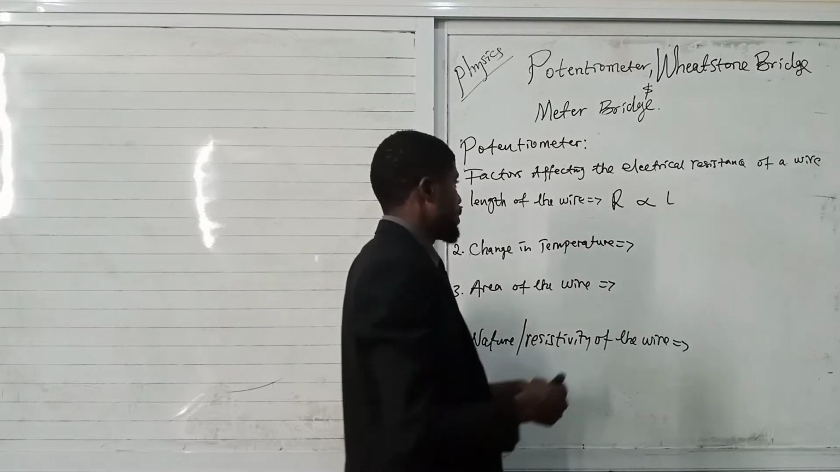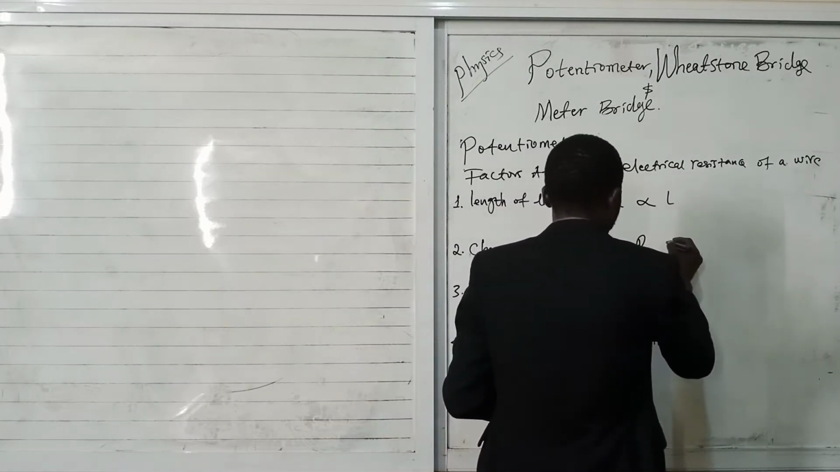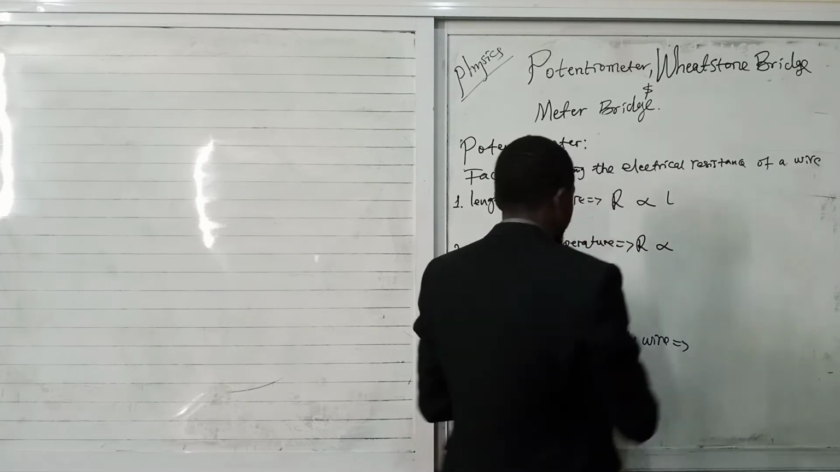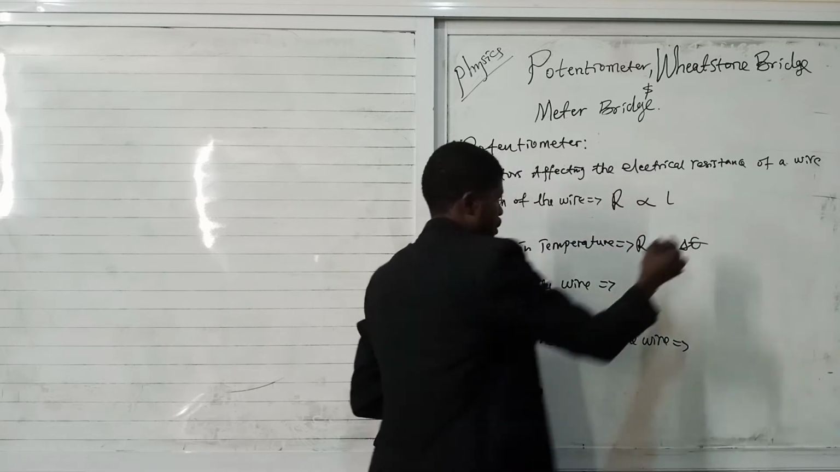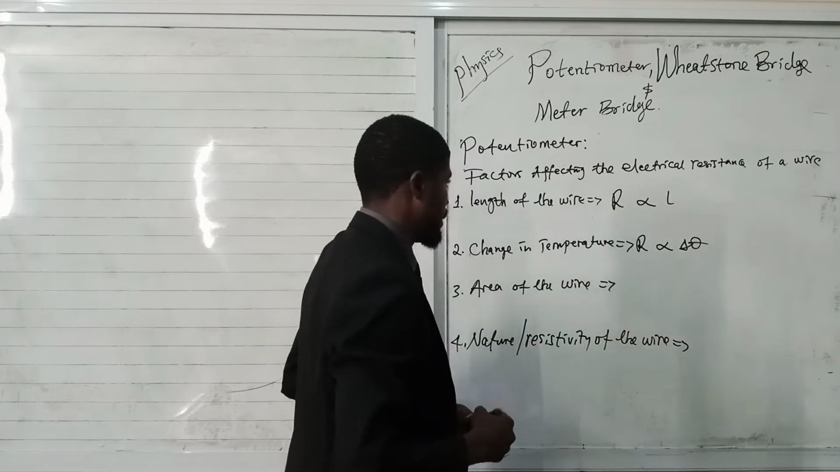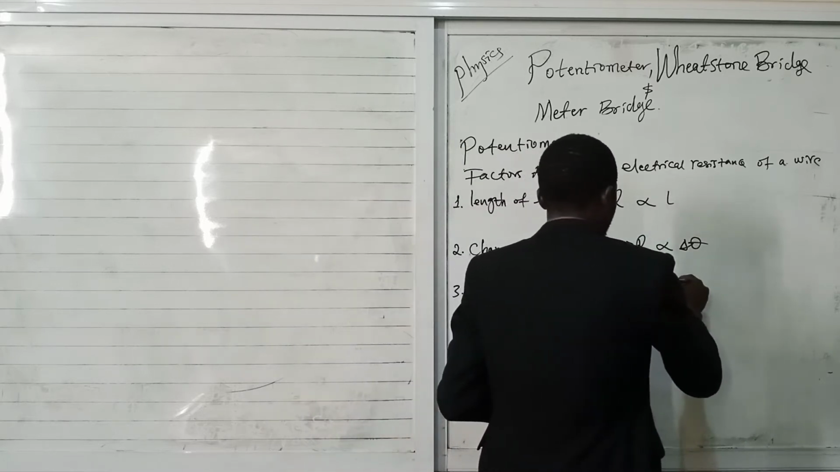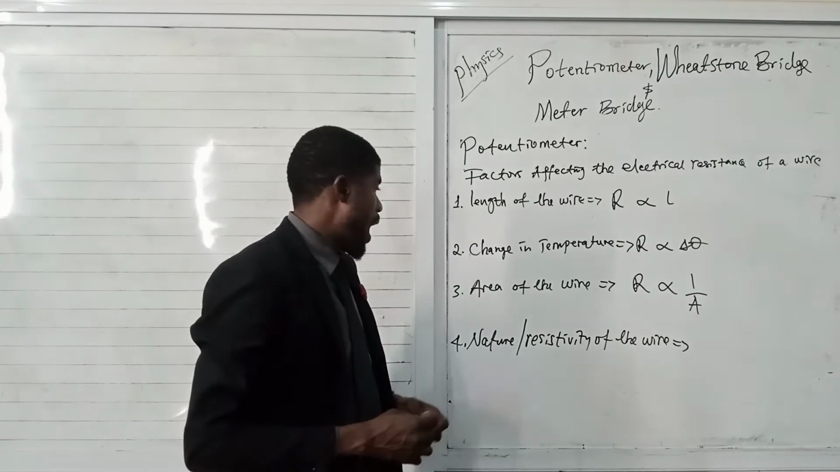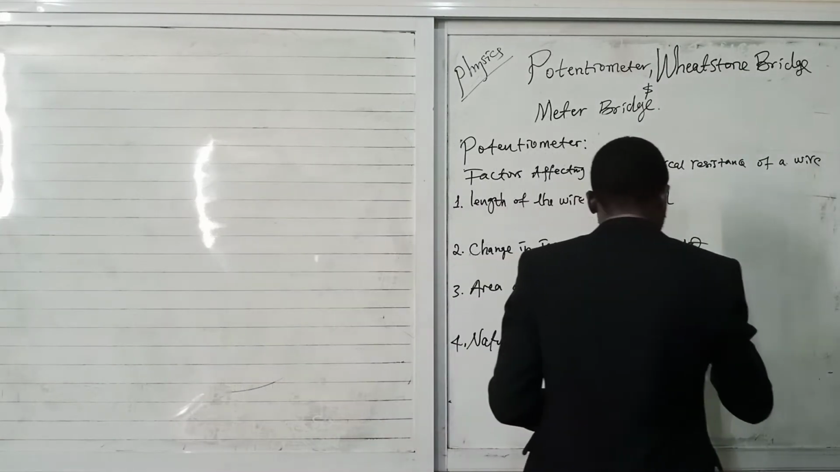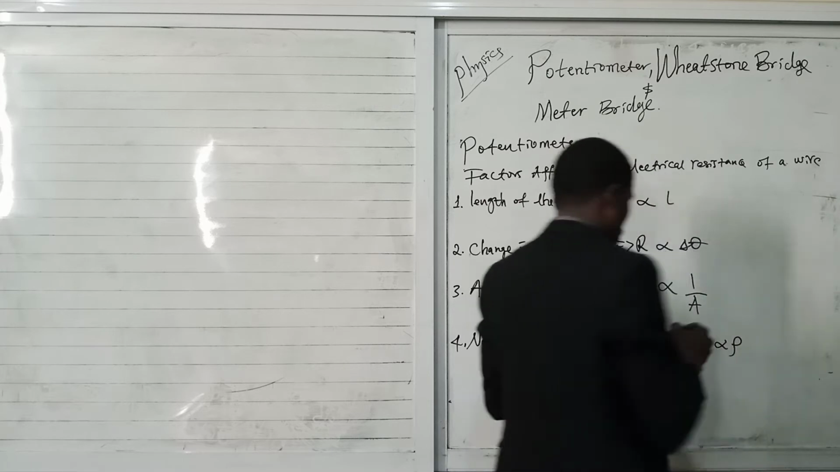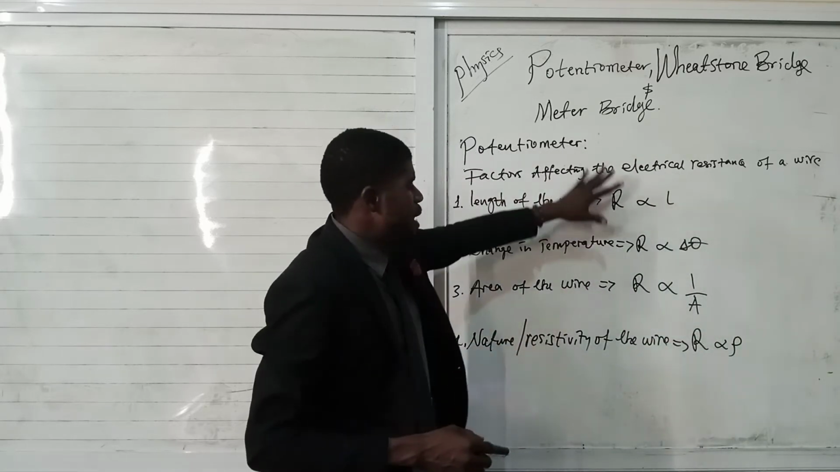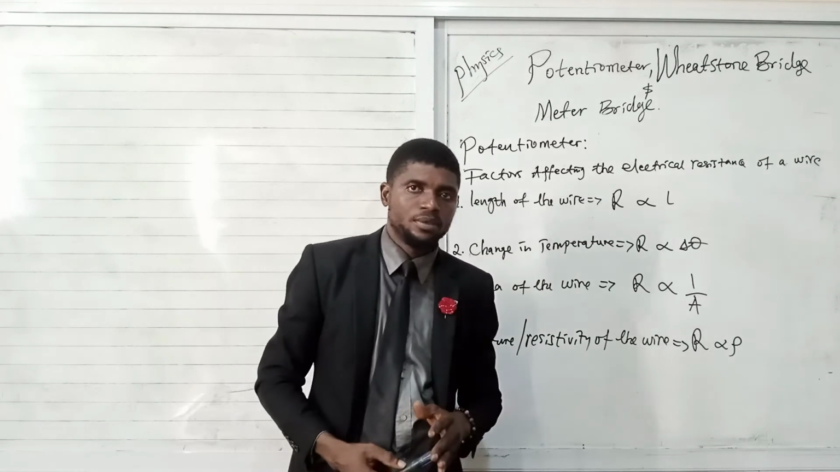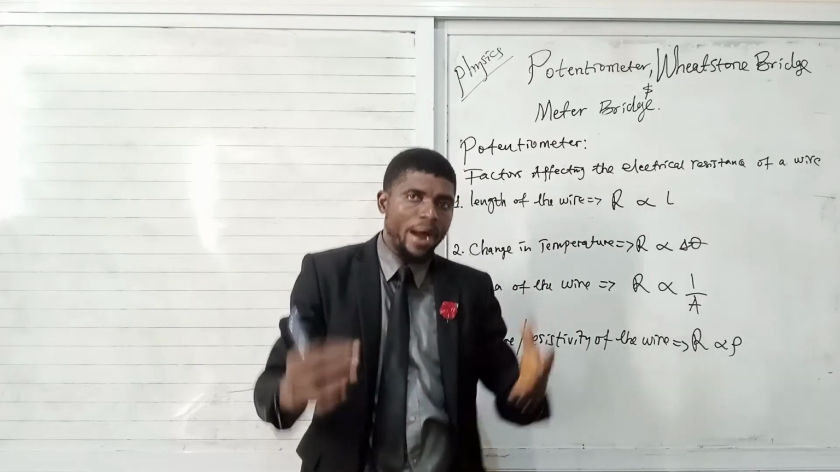How about the temperature? The temperature is the same thing. The resistance of the wire is directly proportional to the change in temperature, theta. How about the area? The resistance of the wire is inversely proportional to the cross-sectional area of the wire. How about the resistivity? The resistivity is actually the constant called rho. Now, combining all these proportionalities together, we are going to arrive at one equation. We call it a joint variation or combined variation.